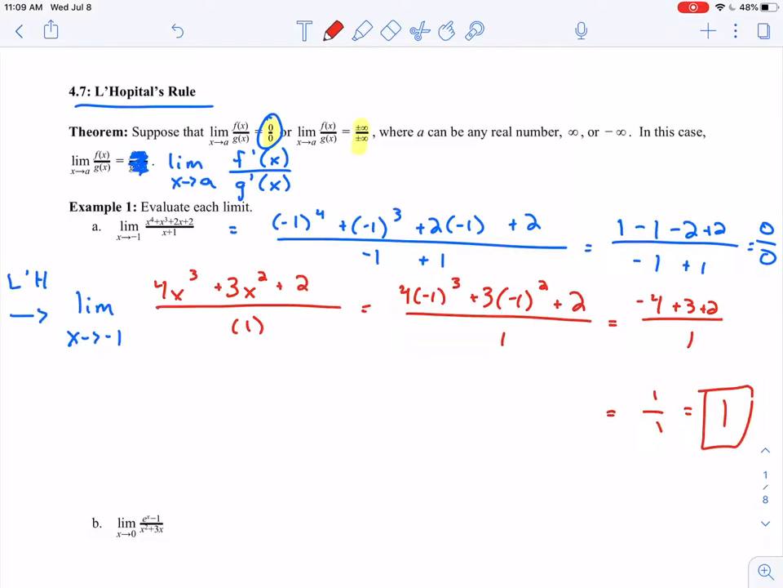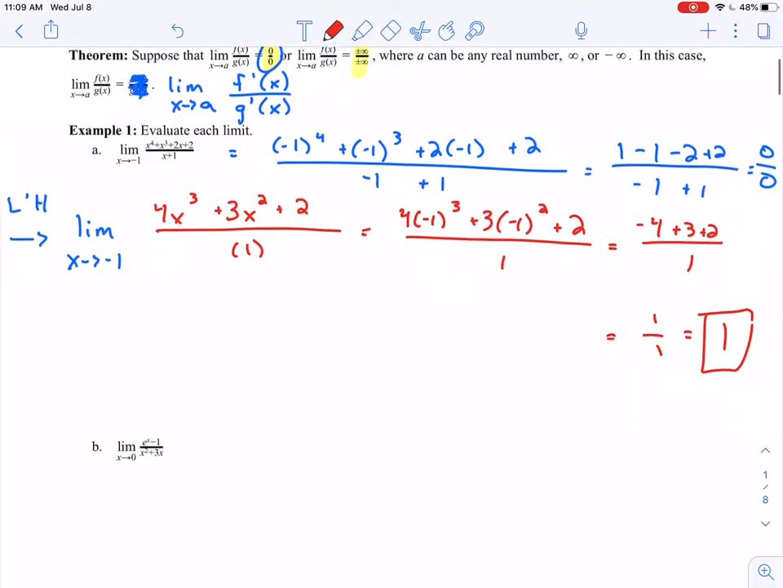Now if we end up with 0 over 0 or infinity over infinity, I have this tool that I can use that will expedite the process. It'll speed up the process of evaluating these types of limits. So let's look at a few more examples.